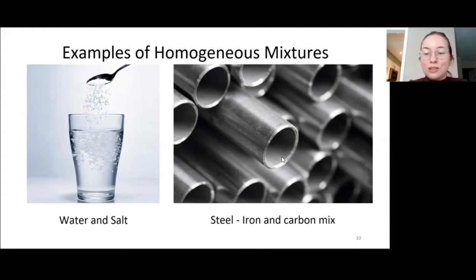If you're actually curious about what happens, I suggest that you try this experiment. Just oversaturate your water with salt, which means to add lots and lots of salt. And then you'll see if this is still a homogeneous mixture. And my second example here is steel. Steel is composed of both iron and carbon.